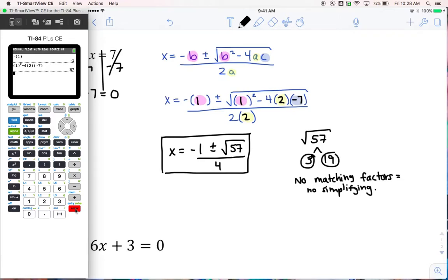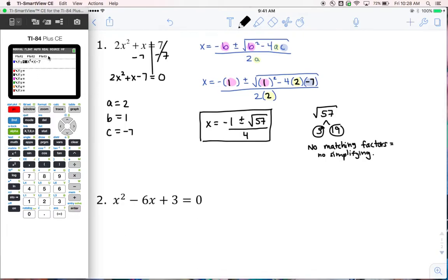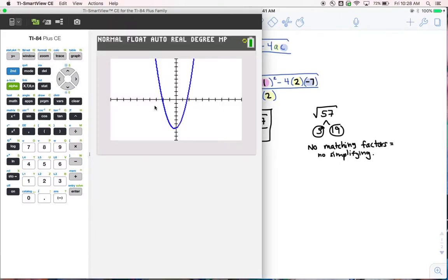Now, you might be wondering, why do we just not use our calculator? Well, I went ahead and I put this equation for number 1 in my y equals. I got it equal to 0, and I got 2x squared plus x minus 7. Look at my graph. Look at this 0 right here. Can't really tell what it is. This 0 right here, again, can't really tell what it is.